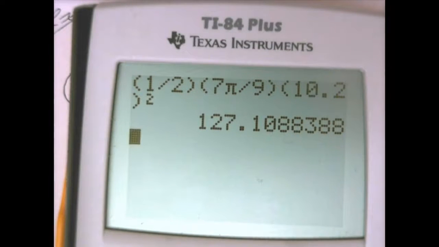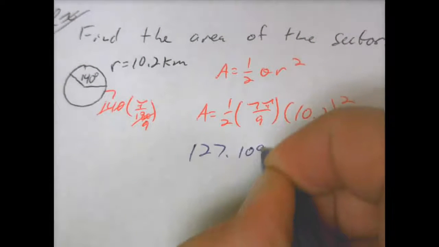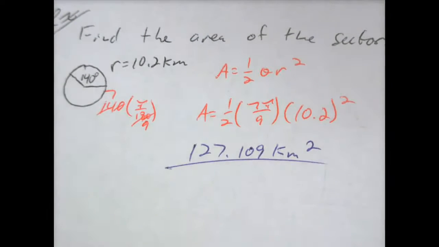Okay, so we have 127.109 kilometers squared, since we're talking about area. That's all we really need to know.